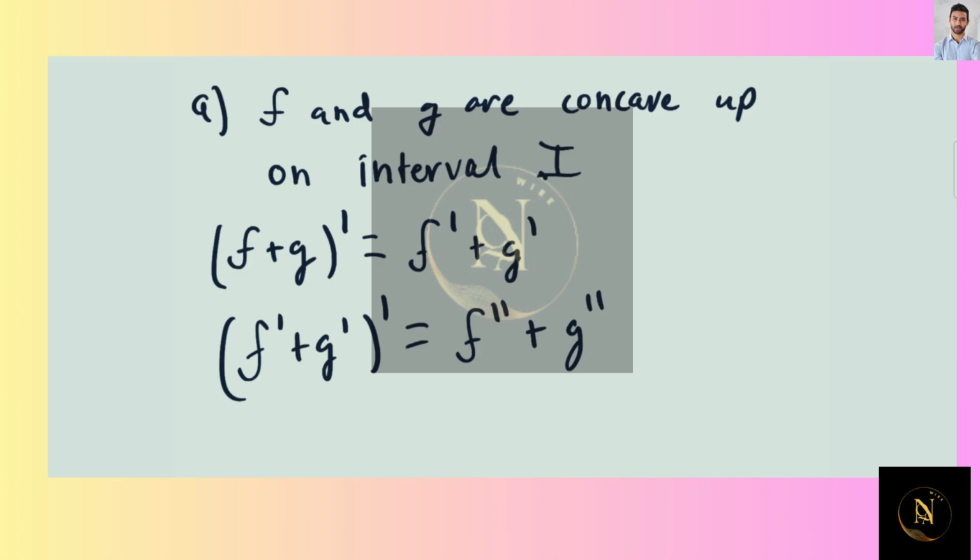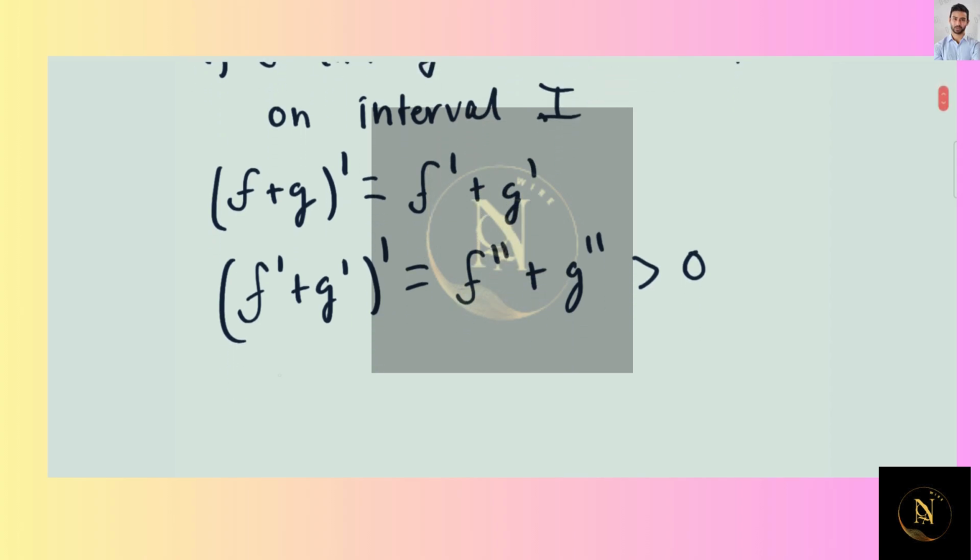Since we know that f double prime and g double prime are both going to be positive, since we're concave up on this interval, that means that the second derivative of f plus g is also going to be positive, which means that we're going to be concave up for the function f plus g as well. So since our second derivative of f plus g is greater than 0, f plus g is concave up.